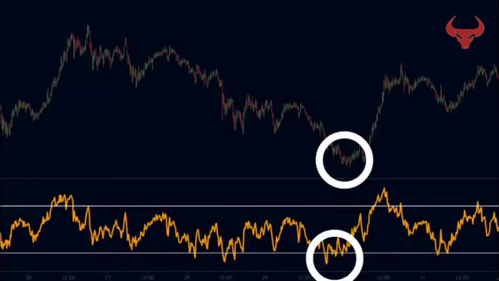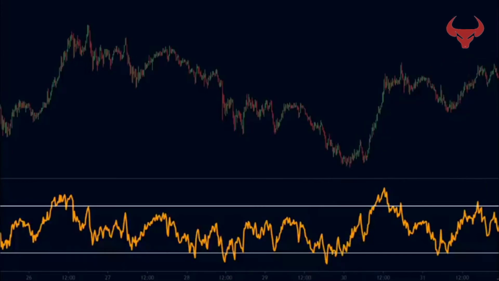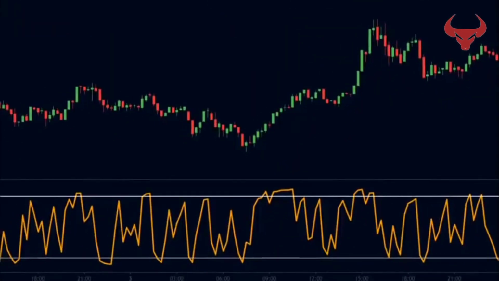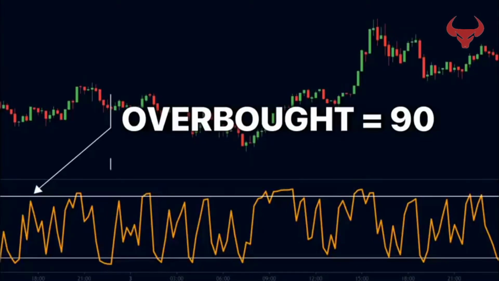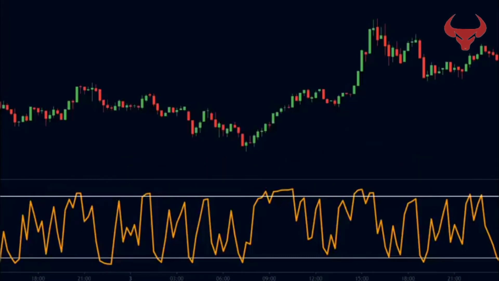In other words, the price has become cheap and we can expect an up move. For our strategy, we will modify the settings of the RSI to suit us. Hence, we will change the RSI period from 14 to 2. We will also change the overbought level to 90 and change the oversold level to 10. This will give us a fast-moving RSI.